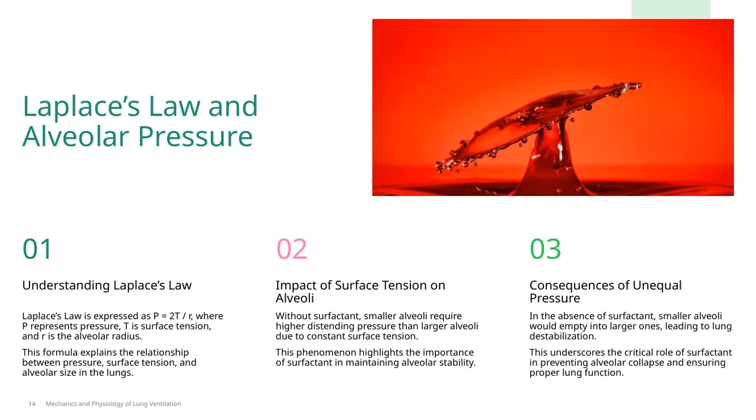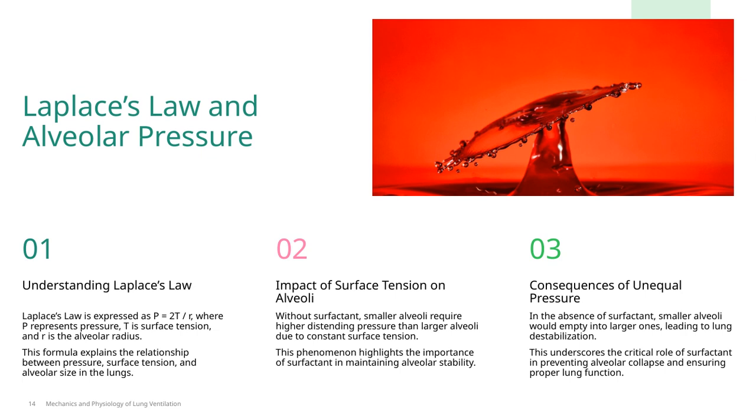Now, let's explore how surface tension impacts alveoli. Without surfactant, smaller alveoli require higher distending pressures than larger ones because of the constant surface tension. This highlights just how crucial surfactant is in maintaining alveolar stability and preventing collapse.